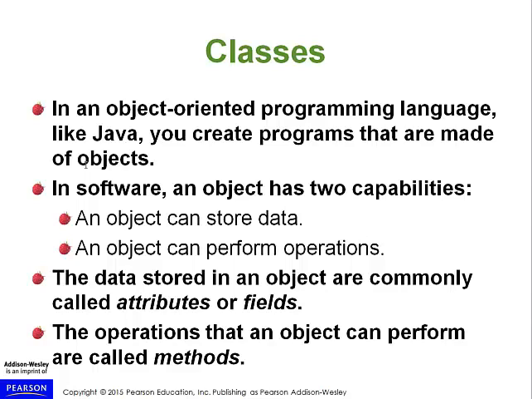So think of software. This is another test question. In software, an object has two capabilities. An object can store data, and an object can perform operations. These two you need to know. These bullets here are a test question.